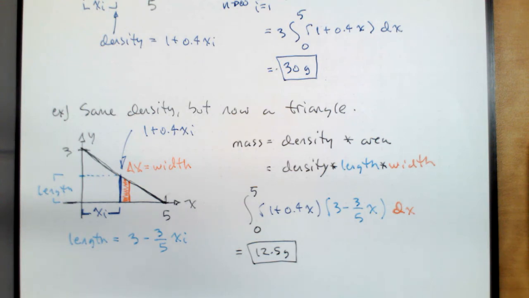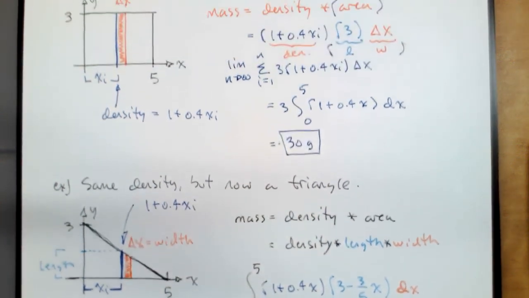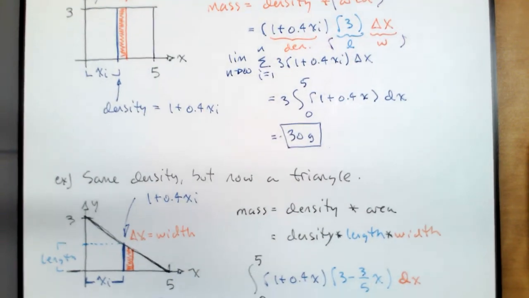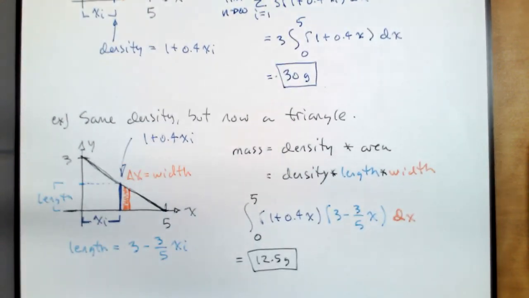Looking at this problem in a vacuum, it's hard to see if this 12.5 makes sense. But in the context of what we know so far, we know that when we had a rectangle with this same variable density, the mass was 30 grams. And the triangle is just going to be half the area.